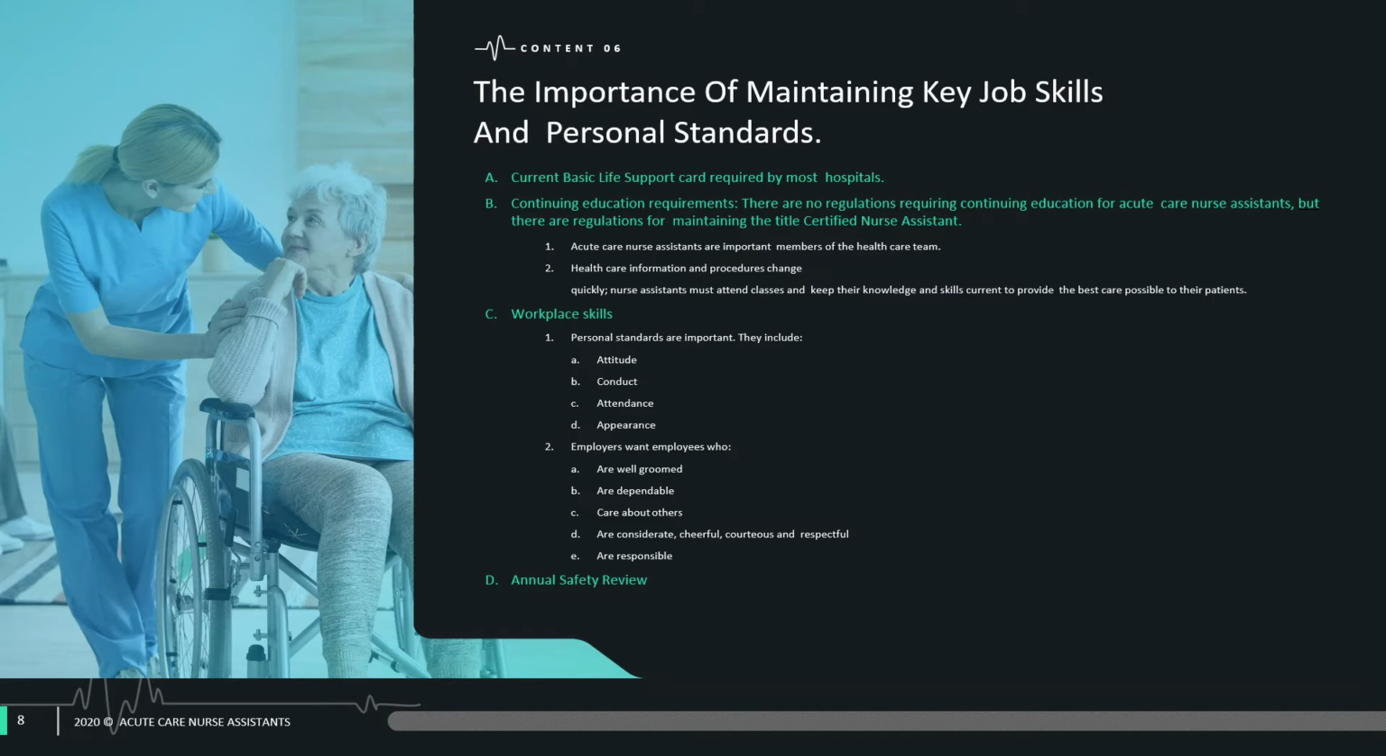patients. C. Workplace skills. Personal standards are important, and they include attitude, conduct, attendance, and appearance. Employers want employees who are well-groomed, are dependable, care about others, are considerate, cheerful, courteous, and respectful, and are responsible. D. Annual Safety Review.